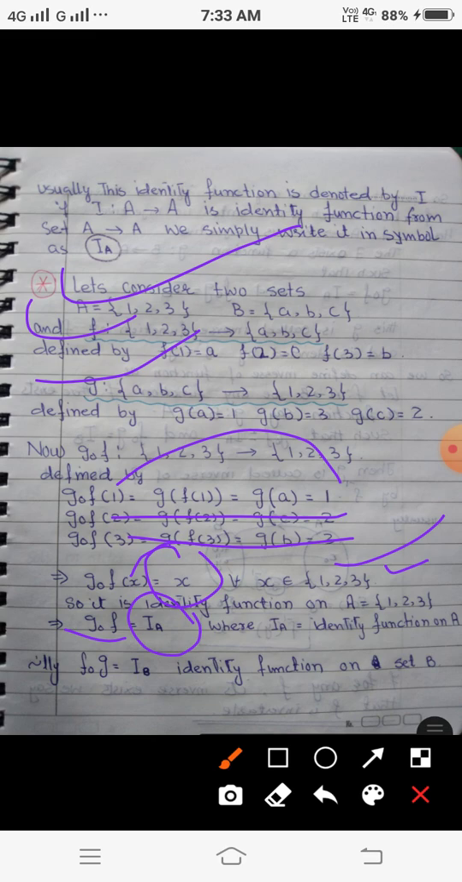Similarly, if we consider f of g, we can define it in the same way. So f of g is IB, because for f of g the domain is the set {a, b, c}, which is B, and its codomain is also {a, b, c}, that is B. This f of g is the identity function from set B to B, that is IB.